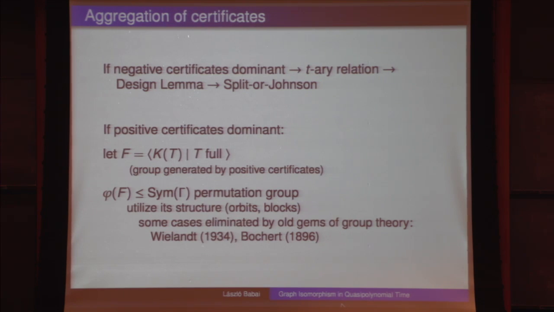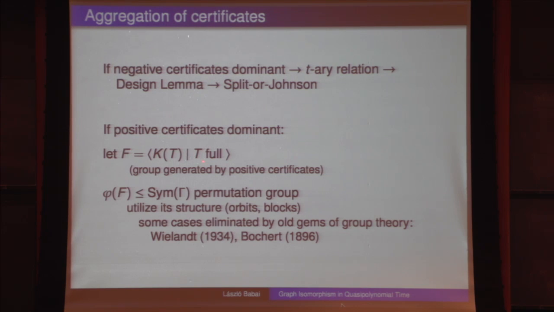The next thing that remains is aggregation of these local certificates. For every t-tuple of my ideal domain, I now have a certificate, either a positive or a negative certificate, and I want to aggregate this information. I am just going to give a very quick hint as to what is being done. If the positive certificates somehow dominate, I look at the group generated by the positive certificates.